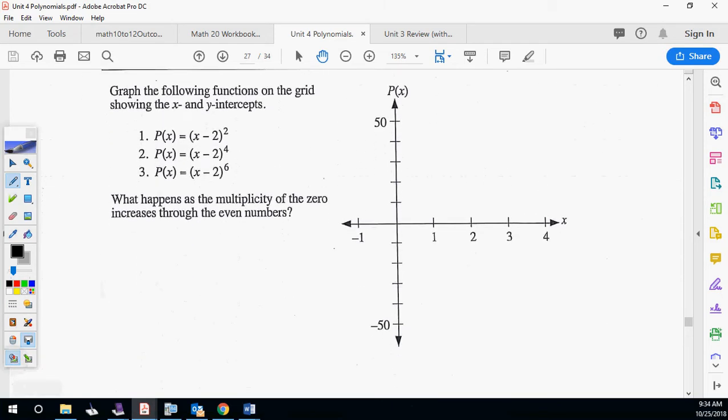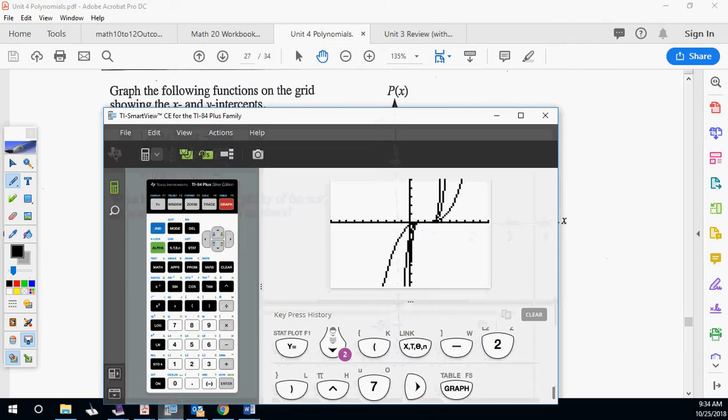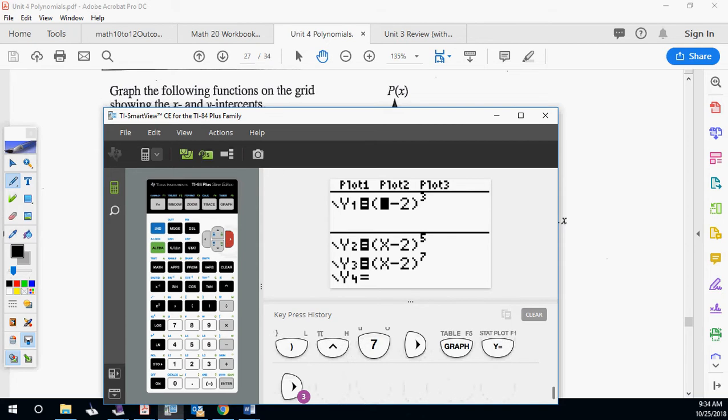Okay, so graph the following on the grid. So now let's look at the square ones. Let's do the same exact thing. I'll go to my calculator. We'll just go and change them. Just go up there and change your exponents to 2, 4, 6.